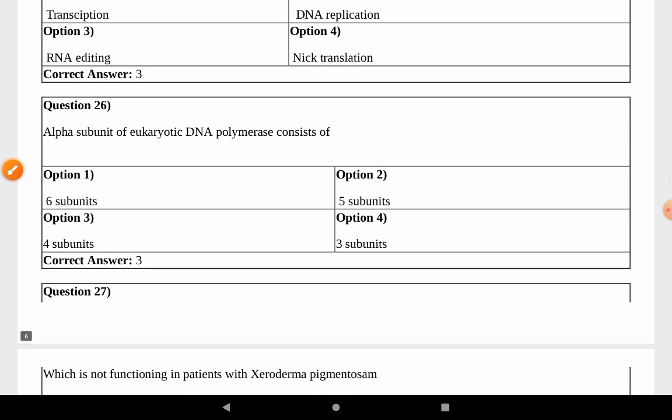Our next question is alpha subunit of eukaryotic DNA polymerase consists of option 1 6 subunits, option 2 5 subunits, option 3 4 subunits, option 4 3 subunits. So the correct answer is option 3, alpha subunit of eukaryotic DNA polymerase consists of 4 subunits.